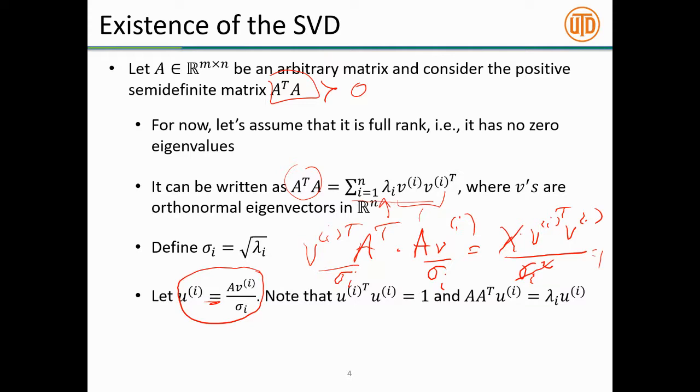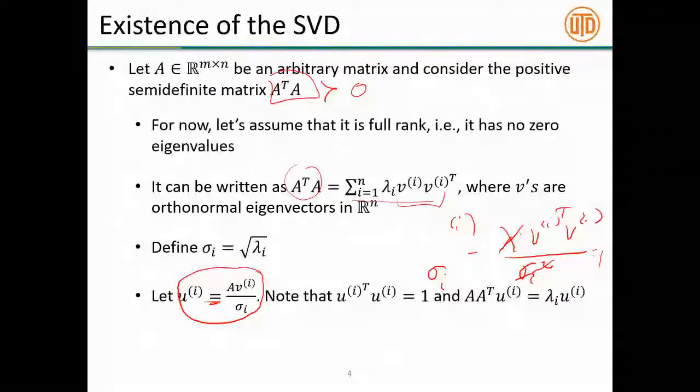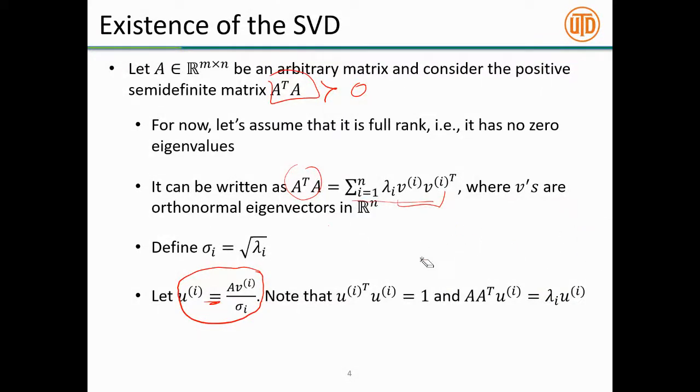The second thing we can check is that the U's are actually eigenvectors of A A transpose. Yes, I'm just using the definition to prove this. Yes, correct. So the second thing I want to show is that U_i is an eigenvector of A A transpose. So I take A A transpose multiplied by U_i, which by definition is just A A transpose times A V_i over sigma_i.